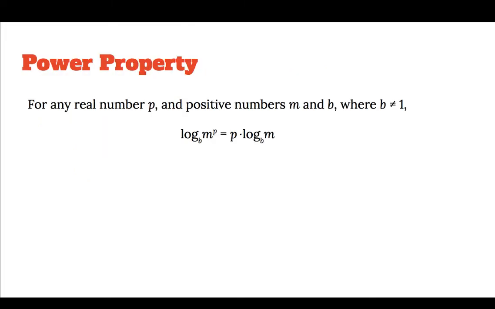The last property we have is the power property. For any real number p, so we're talking about the exponent, and the positive numbers m and b, where b is not equal to 1, so our base can't be 1, if I have an exponent that I'm trying to take a log of, I can take the exponent from the inside of the log and pull it out front to the outside of the log. So as an example, say I have log base 2 of 6 to the 5th power. You see that I have 5 highlighted in red. That's because that 5, by rule, can get put out front and they are considered the same thing.